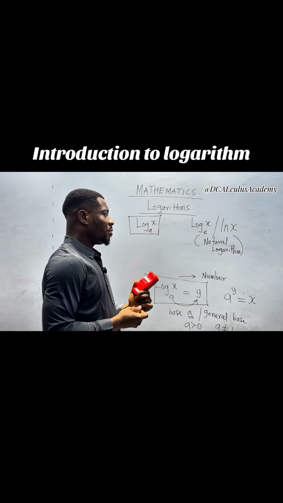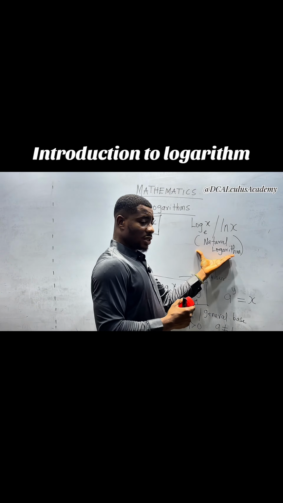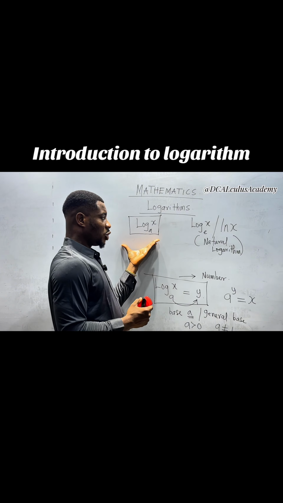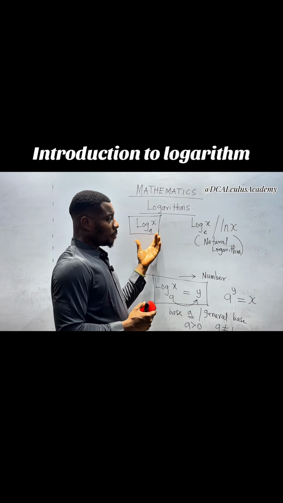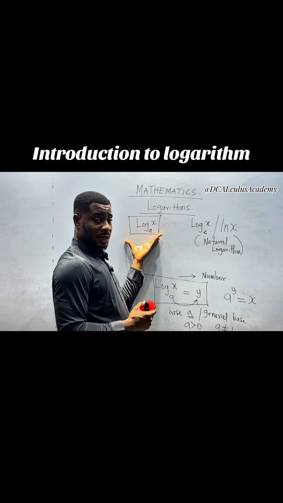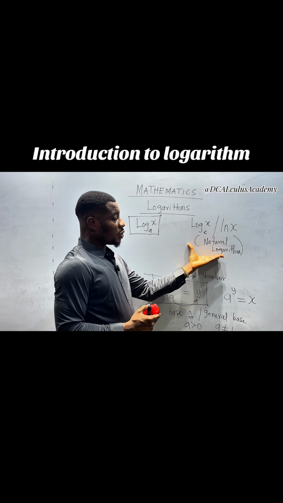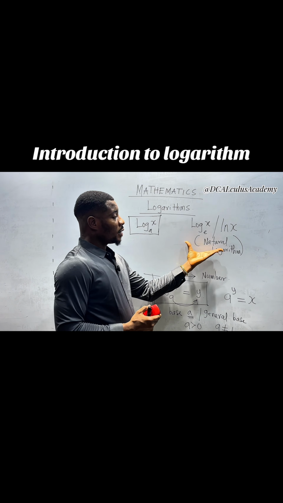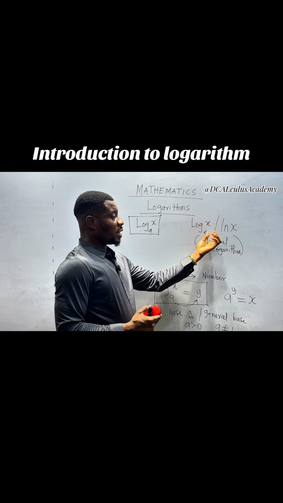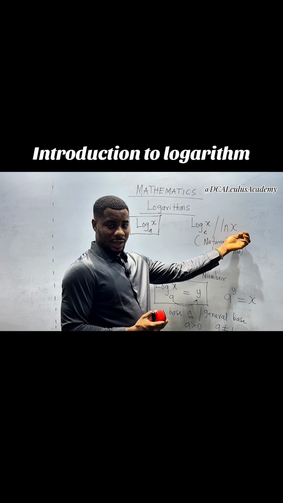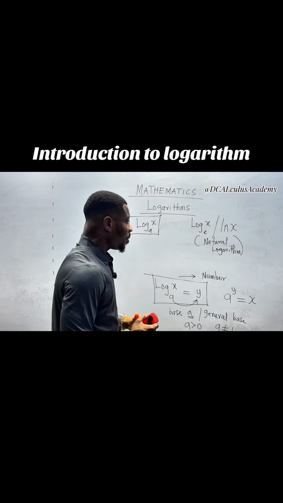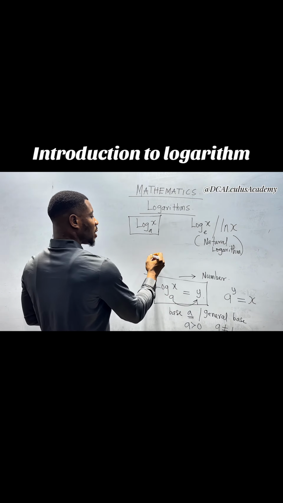So anytime you see this and you see this, you should be able to tell the difference. This one is a logarithm to any base, a general base. This is a logarithm to a base e, which is also called natural logarithm. Now, log of x to base e can also be written as ln of x. Now, what is e? e is a special number.